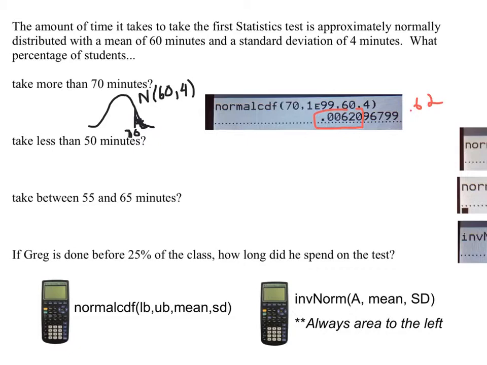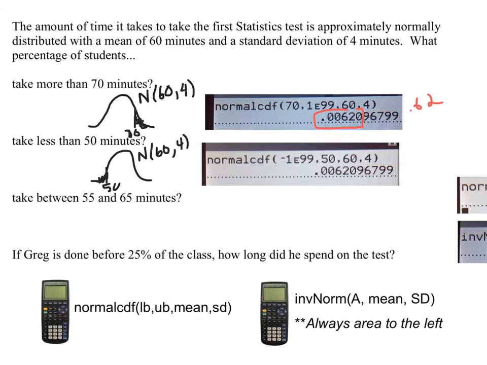All right, the next question: takes less than 50. So we draw our picture. It's normal. Mean is 60. Deviation is 4. Let's put 50 right here, and we're looking for less than. So shade the less than. And again, I'm going to drag in my work right there. So you'll notice that the upper bound is now 50. The lower bound is negative 1e to the 99, so a very negative number. Mean and deviation did not change. Okay, and I'm going to put that 0.62 since it was a percent. If it asked for proportion, you would just, of course, leave it.